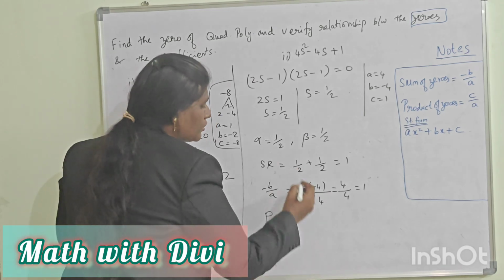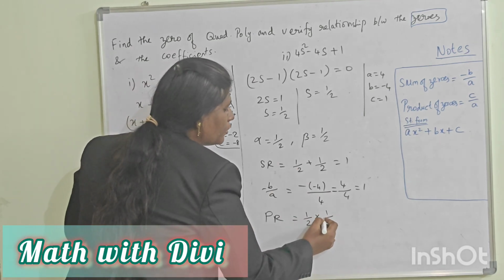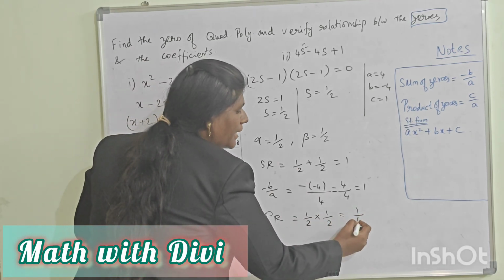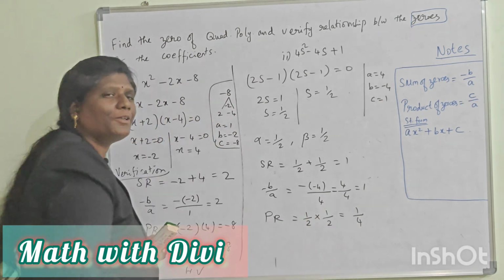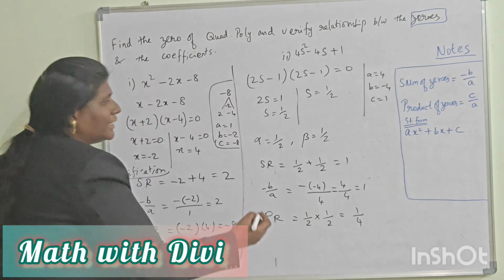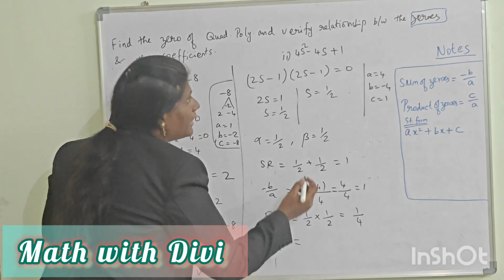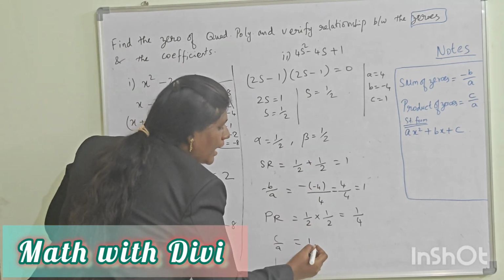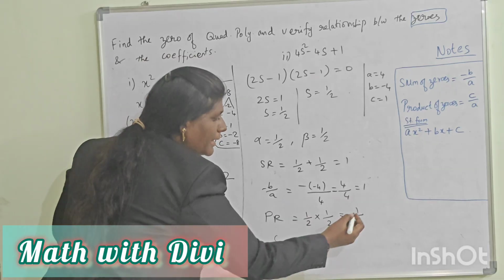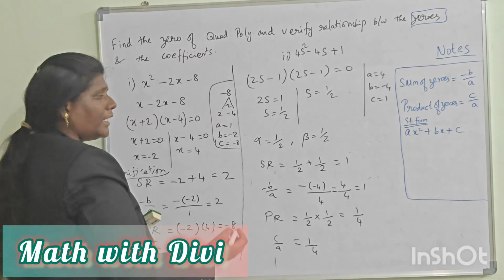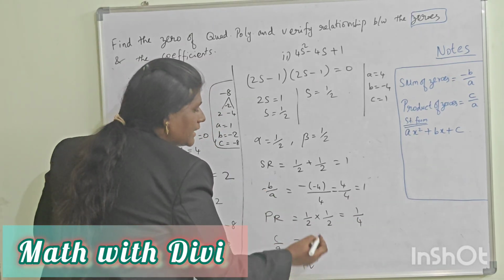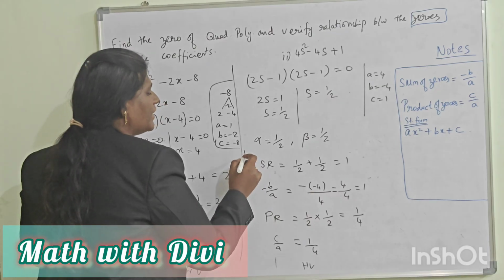Here, product of zeros you can check. Product of zeros, 1 by 2 into 1 by 2 is equal to numerator into numerator, denominator into denominator. Okay. Next is c by a. Product of roots is c by a. What is c? 1. What is a? 4. 1 by 4, both are equal. Okay. Hence verified. This is how we have to do the verification.